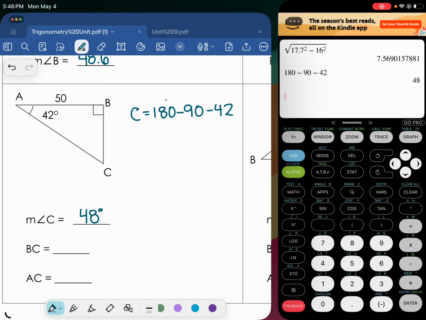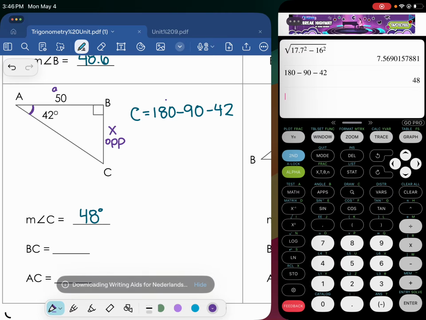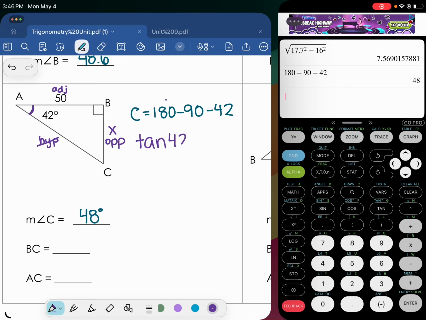Now I can go find BC if I want to. BC is my next one on my list, so I'm going to go ahead and put an X between B and C. If I want to find that side from the angle I already know, 42, that would be my opposite, this would be my adjacent, this would be my hypotenuse. Now I don't really care about that hypotenuse yet because it's not what I'm looking for and it's not what I know. So I'm using opposite and adjacent, which has to be tangent because it's the only one that doesn't use the hypotenuse.